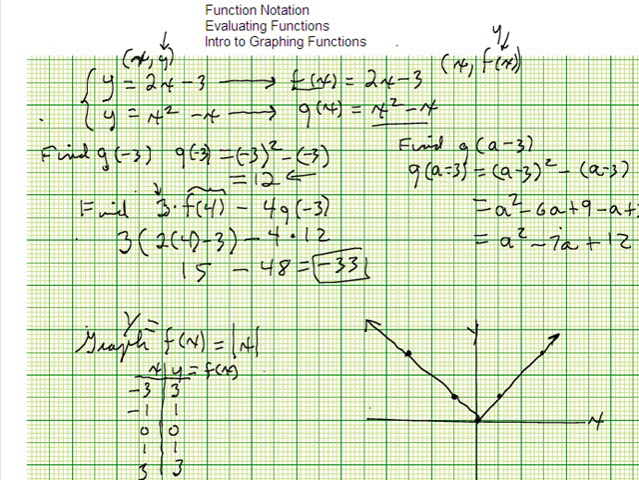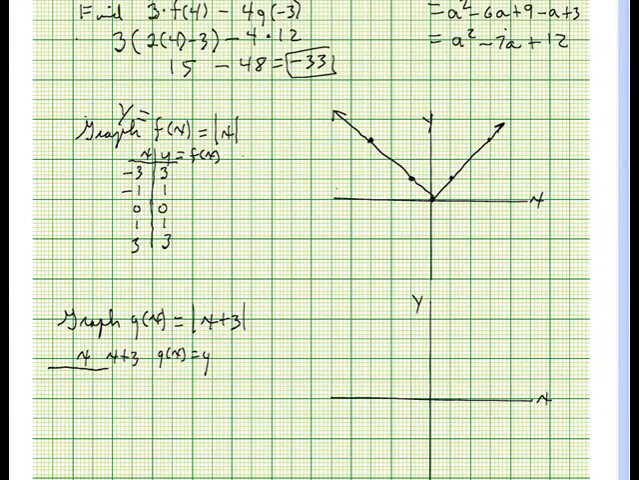Now in the second one, I ask you to graph y as the absolute value of x plus 3. I changed the name a little bit. Since f of x was the absolute value of x, I'm saying the absolute value of x plus 3. Well, that's a little different, so I'm calling it g of x instead of f of x. I'm going to use the same numbers, negative 3, negative 1, 0, 1, and 3.